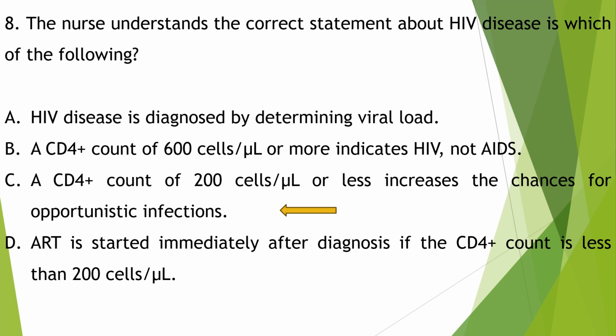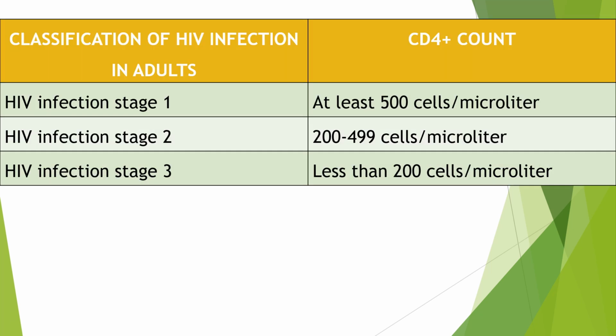So, let's see the next slide for seeing the classification of HIV infection in adults and the CD4 counts. HIV infection stage 1 is told when there are at least 500 cells of CD4 per microliter. Stage 2, 200 to 499 cells per microliter. And HIV infection stage 3 is told when less than 200 cells per microliter. That time we will tell it is a AIDS defining condition when the cells are less than 200.